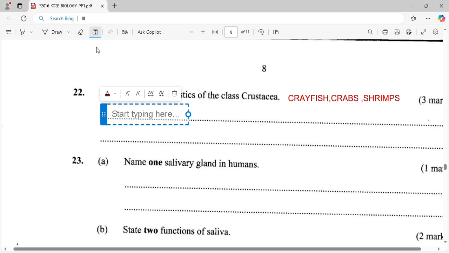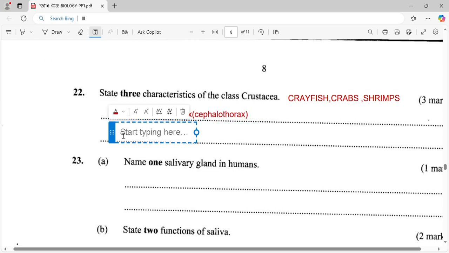There are several characteristics that these members are usually having. And the first characteristic they're usually having is that their head and the thorax is fused. So they have fused head and thorax. This is what you'll also get in some books being called cephalothorax. The second characteristic of members of class Crustacea is gaseous exchange occurs through the gills.